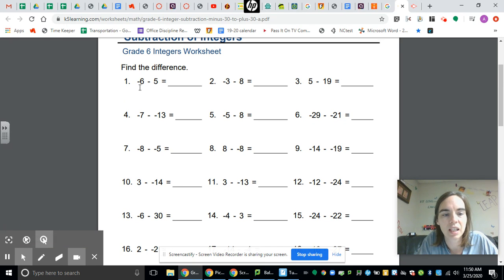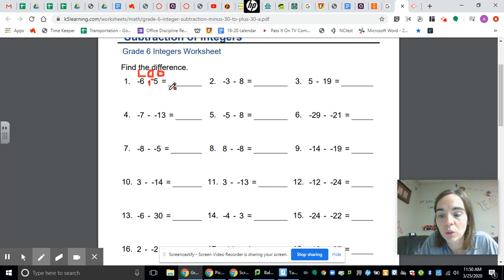All right, so let's look at problem number 1. It says -6 minus 5. Well, I don't want to try to do that, so I'm going to leave the first one. I'm going to change the sign to the opposite here, which makes this a plus sign. And then I'm going to change this sign to the opposite, which makes this a negative. So the problem was -6 minus 5. Now I've changed it to -6 plus -5.